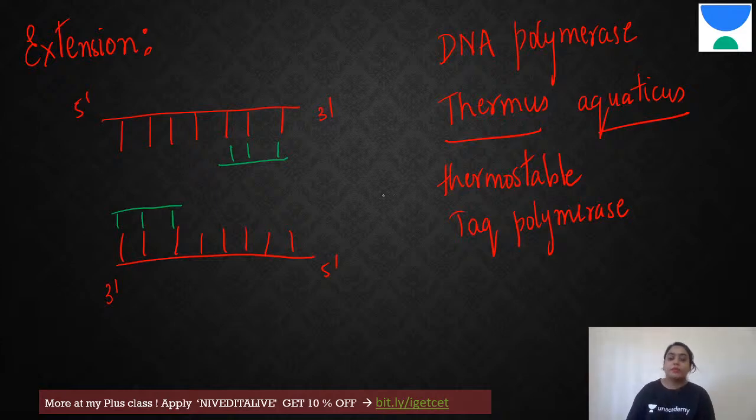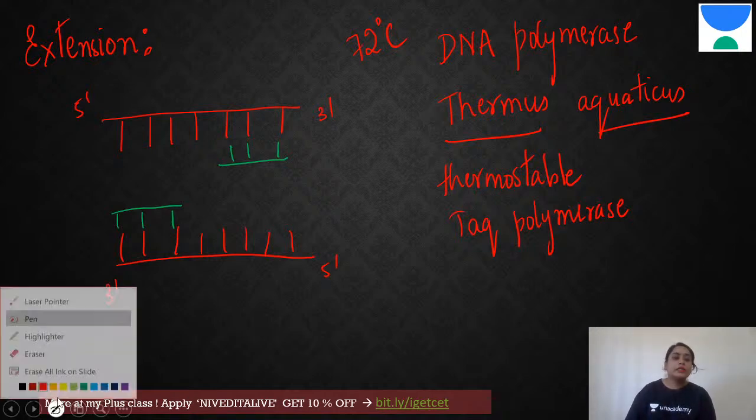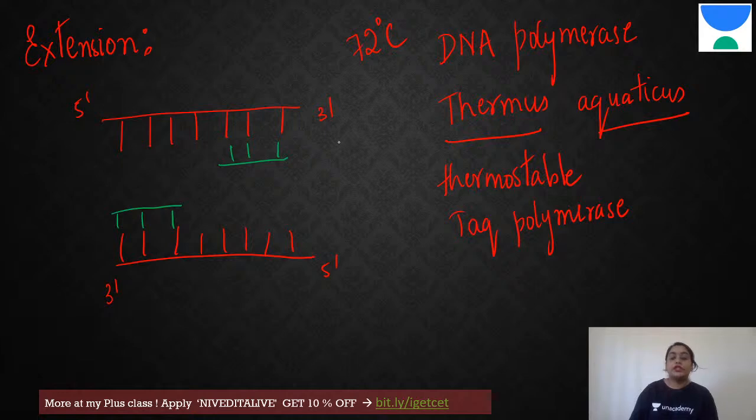Every enzyme has its optimum temperature. So the optimum temperature for Taq polymerase is 72 degrees Celsius. When you set the temperature to 72 degrees Celsius, it will act very beautifully. What it will do is, with all the new dNTPs, it goes on adding. It will make a new chain, going on making a new chain here.